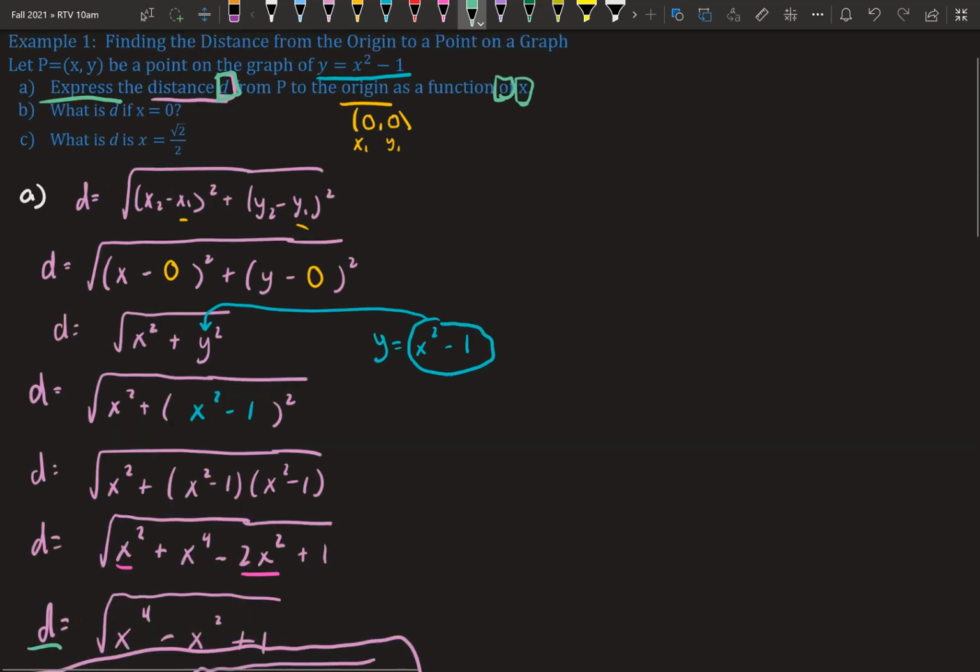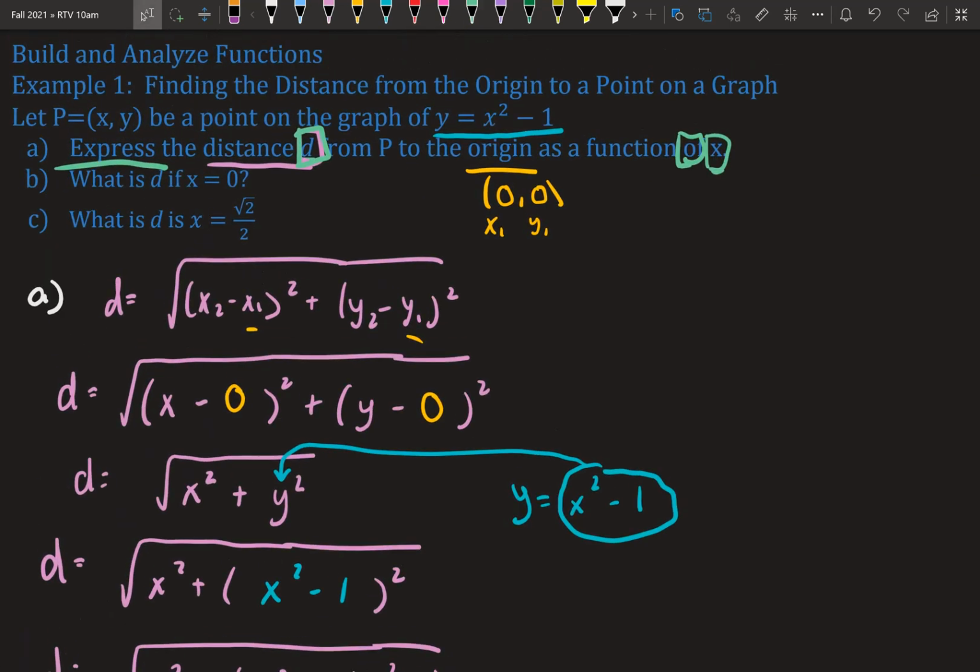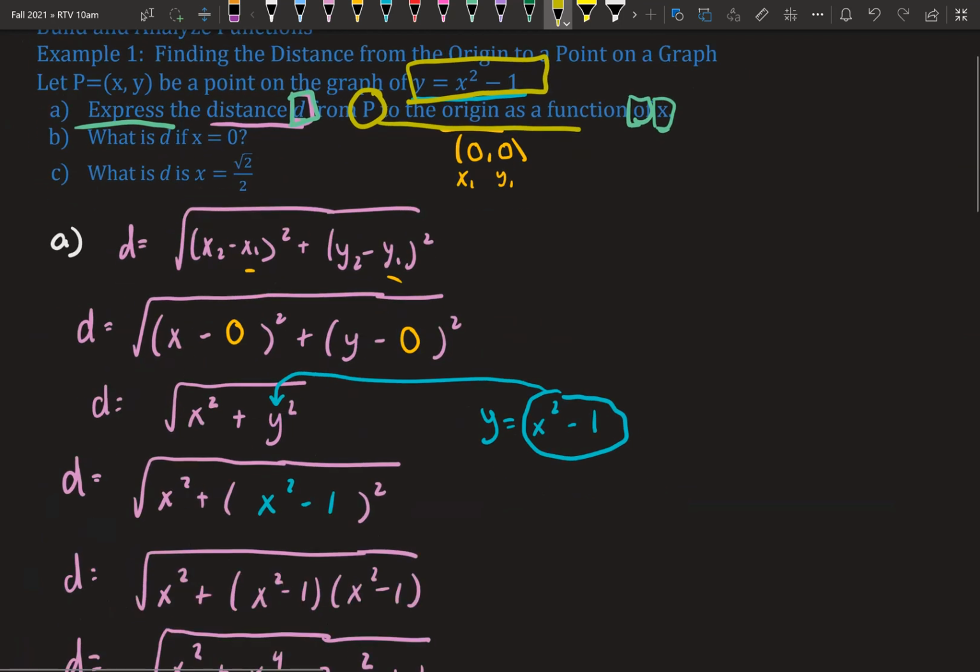Gotcha. So it's saying that we have this point that's on the graph of x squared minus 1. So what we're actually trying to do is express the distance from the point to the origin on this graph. So if we're using this graph, that's why we plug in the equation for the graph that this distance is expressing. Okay. That's a good question. Thank you, Heidi.